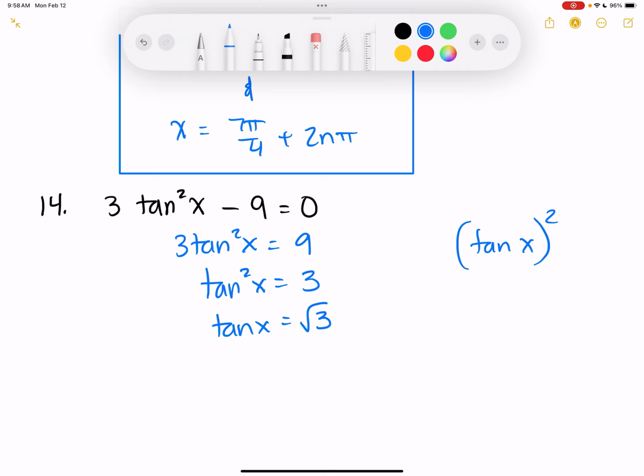So is it pi over 3? Yes, and it's 4 pi over 3. It's 5 pi over 3.